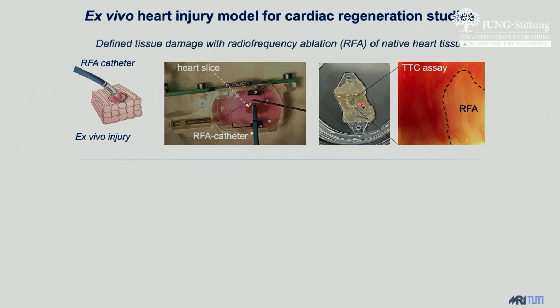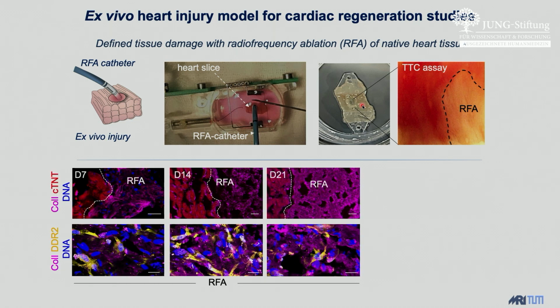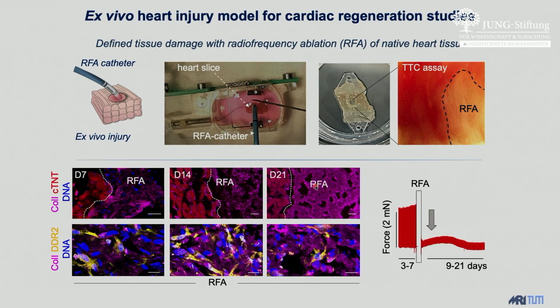And indeed, this turned out to be a very valid and standardized model to mimic cardiac injury and cardiac scarring, because cardiac fibroblasts were activated, and we did really see the formation of a collagen-rich scar in our ex vivo model, not only in terms of their structure, but also the function dropped after RFA injury and stayed low as we see it after scarring.